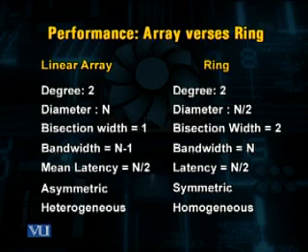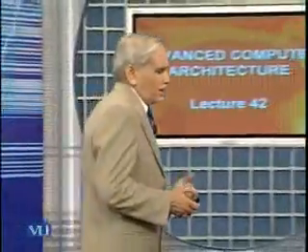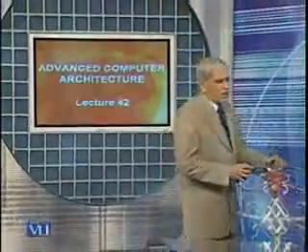The bisection width of the linear array is small. It is equal to 1, whereas that of the ring is equal to 2. The bandwidth of the linear array is n minus 1, and that of the ring is equal to n. The mean latency of both these arrangements is the same, which is equal to n by 2. The major difference is that a linear array can be regarded as an asymmetric network, whereas the ring is a symmetric network.